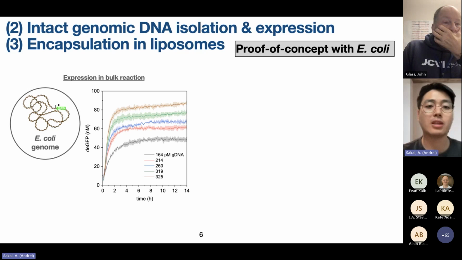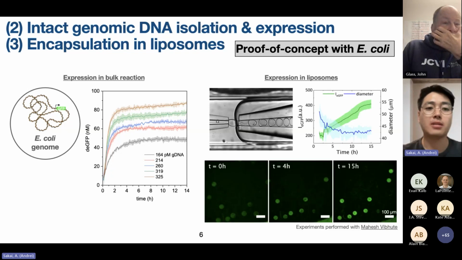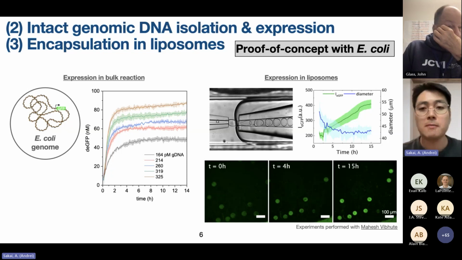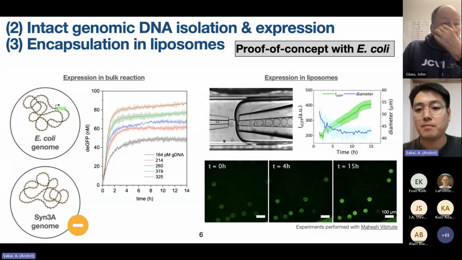So you can see the expression of GFP here over time. Those are just bulk reactions. And we were also able to encapsulate this E. coli genomic DNA inside the liposomes together with the E. coli CFE system. In this case, we used a capillary microfluidic system to make the liposomes. And we saw expression of GFP over time here up to 15 hours. Those experiments were just a proof of concept using E. coli, but what we are currently working on is similar experiments, but using syn3A genome instead.